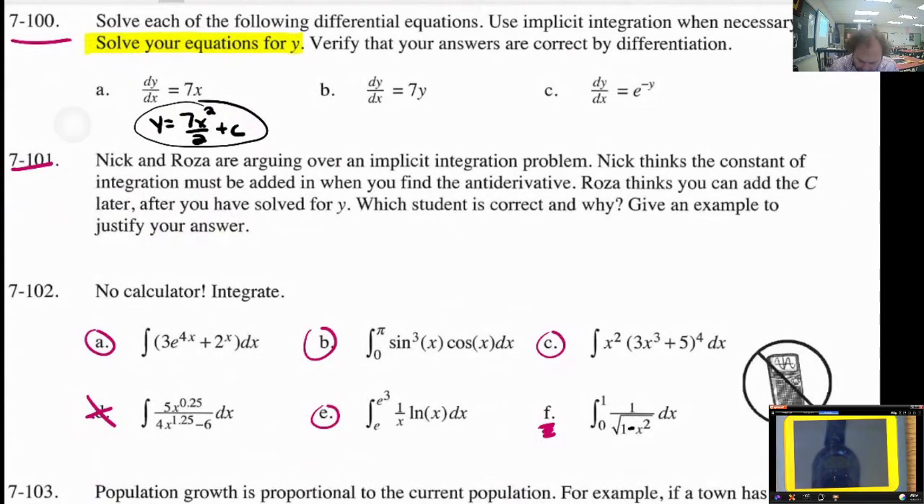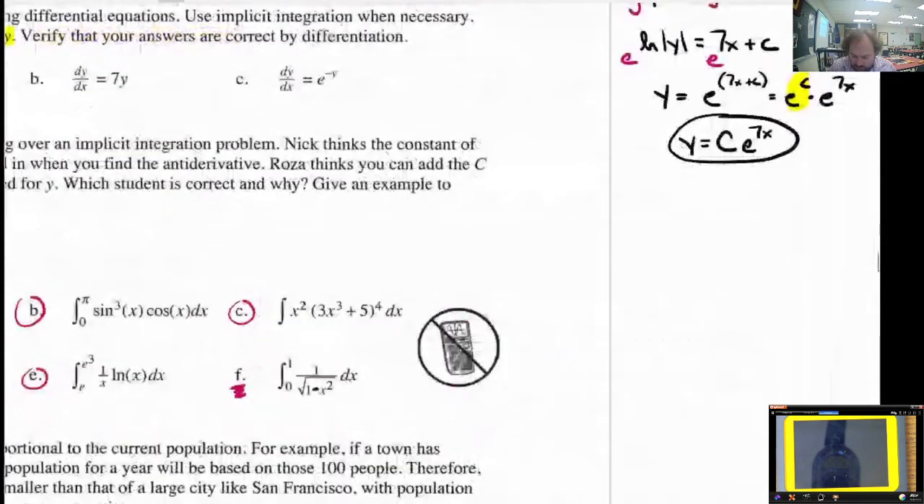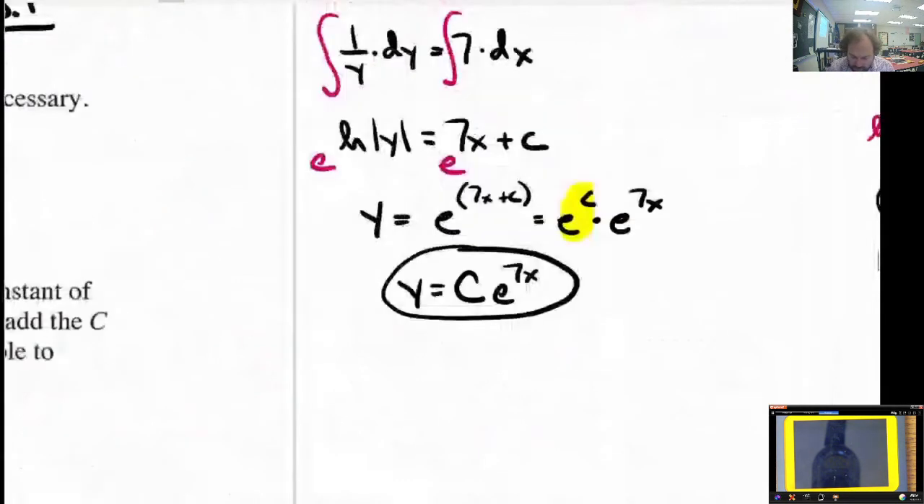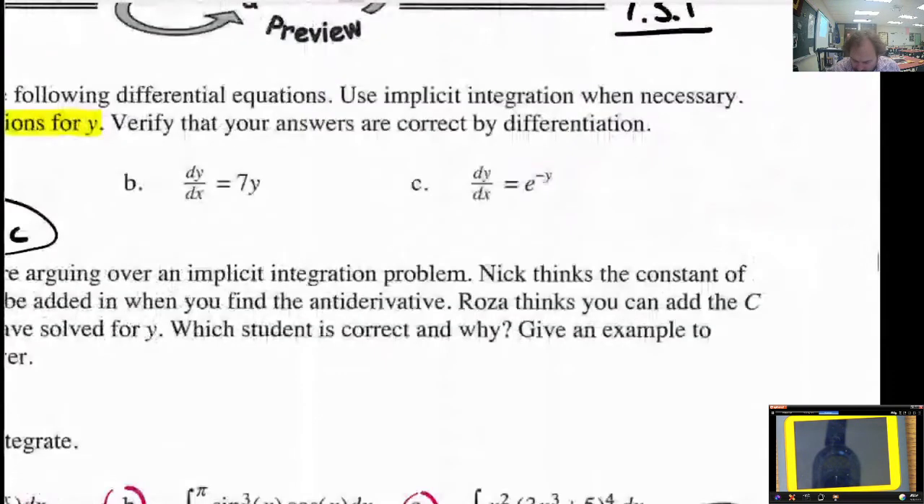I really want to look at our working on question B. Nick thinks the constant of integration must be added when you find the antiderivative. So Nick is saying we found the antiderivative right here in this step, up here in question B, and we added the constant of integration right there. So we did what Nick said we should do, which is why I'm leaning toward Nick.